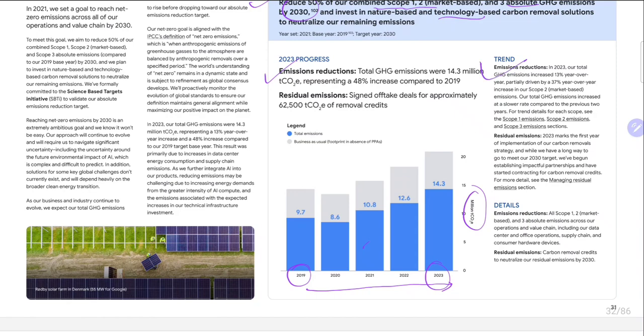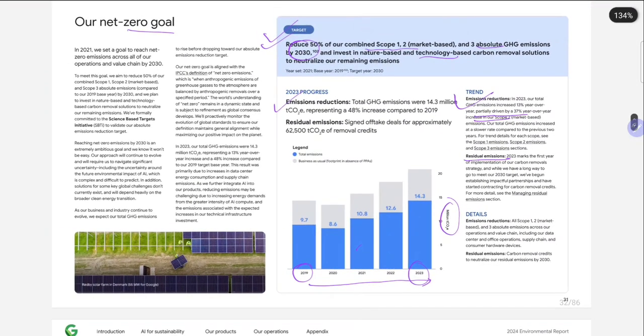Emission reduction program, what were the trends? So that information is also highlighted here, like in 2023 the total GHG emissions increased by 13% year on year, partially driven by a 37% year on year increase in our scope 2 actually. Okay, so that information is also here.